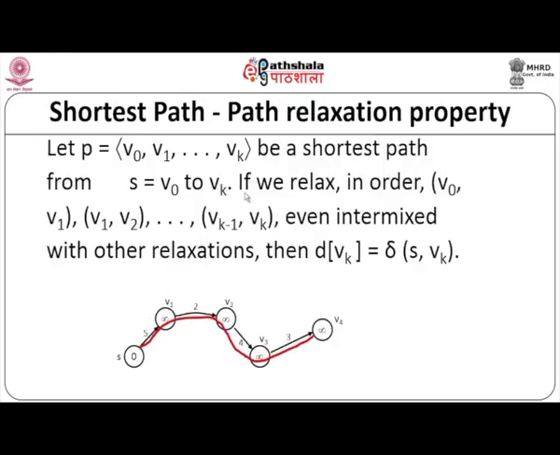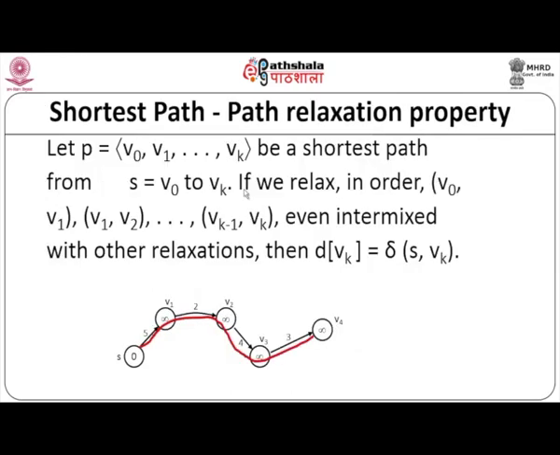Now, the path relaxation property is the next property we will be talking about. Let P = V0, V1, ..., Vk be the shortest path from S = V0 to Vk. If we relax in order V0-V1, V1-V2, ..., Vk-1 to Vk, even intermixed with other relaxations, we will get d of Vk, the last node, equal to delta of the source to the last node.